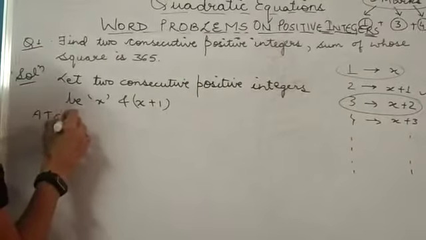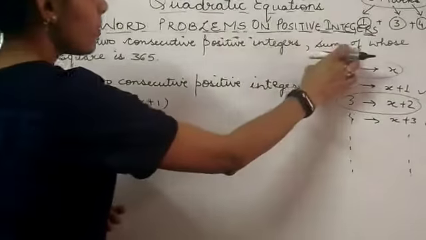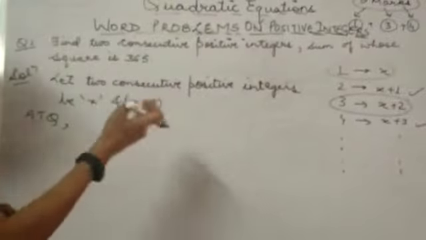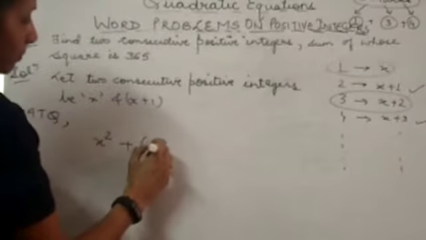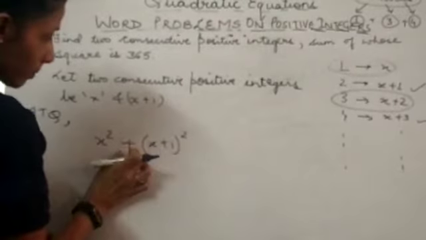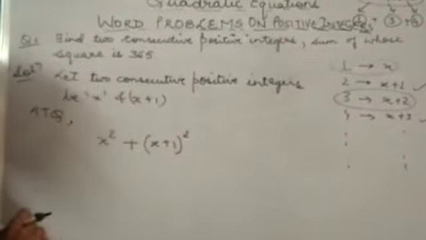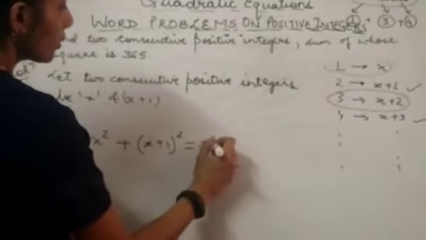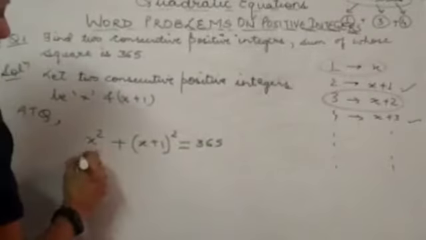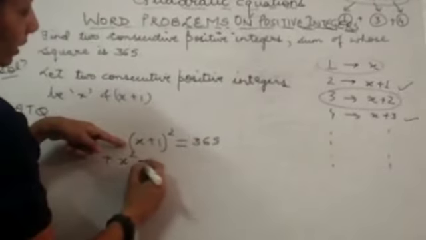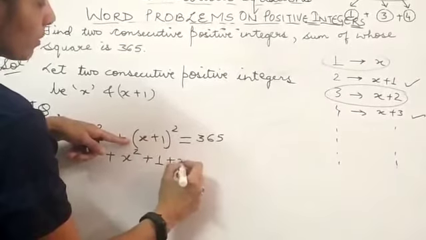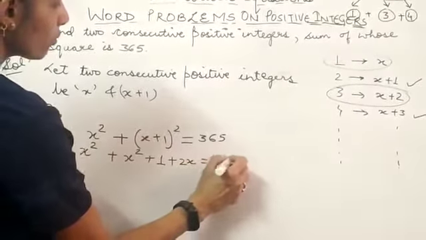According to the question, it is given that the sum of squares of the two consecutive positive integers is 365. Now here it is the a plus b whole square formula which we can open. So this is x square plus, a plus b whole square is a square plus b square, that means 1 square is just 1, plus twice of ab which gives me 2x, equal to 365.